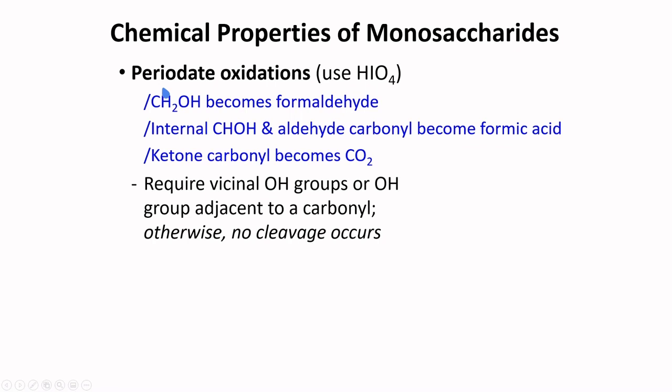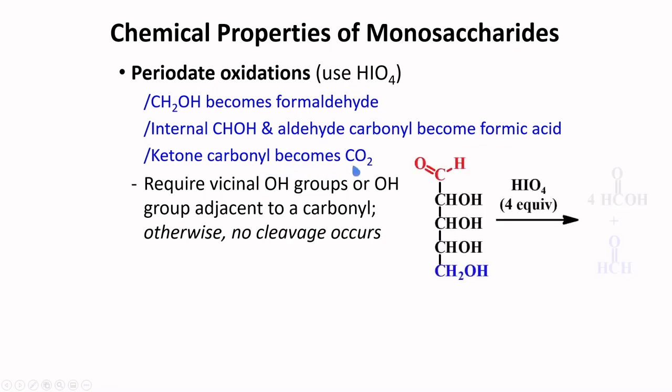Because sugars have multiple contiguous hydroxy groups, periodic oxidations can be carried out by the use of periodic acid. In this case, the terminal CH2OH becomes formaldehyde. The internal CHOH and aldehyde carbonyl become formic acid. The ketone carbonyl becomes carbon dioxide. For example, this aldose is expected to form 4 equivalents of formic acid and 1 equivalent of formaldehyde in the presence of periodic acid.